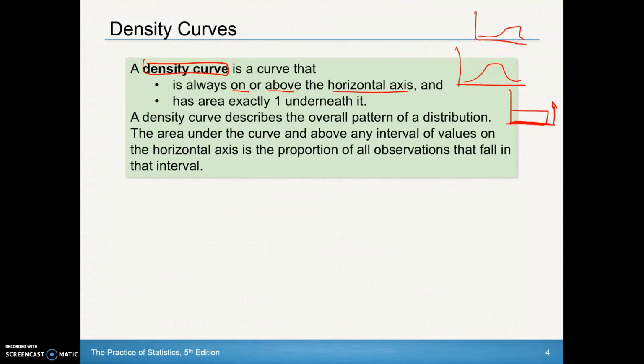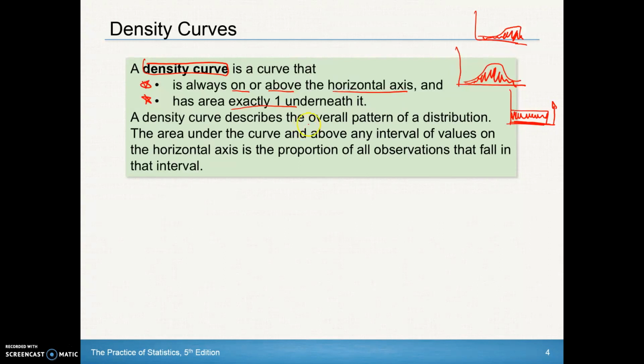And the other key point is the area underneath that curve has to be exactly 1. So if I look at this area, it'll total out to be 1. The same thing here. The area underneath this curve is 1. The area underneath this curve is 1 in order for it to be a density curve. So those are the 2 main points right here. On or above the horizontal axis, and the area underneath the curve is always 1.